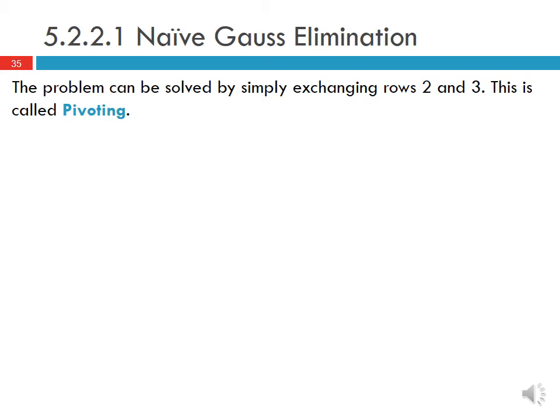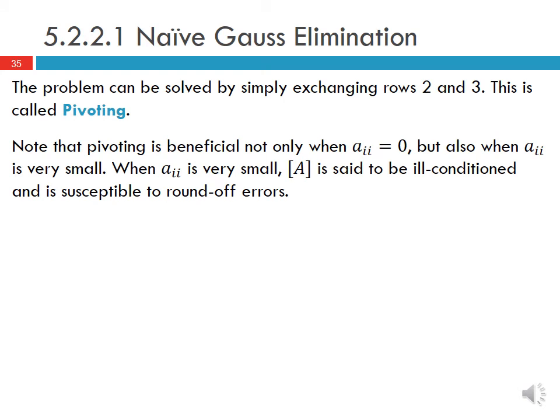So this problem can be solved by exchanging rows 2 and 3, which is called pivoting when you're exchanging any rows. So pivoting is beneficial not only when one of our pivot elements, aii, is equal to 0, but also when aii is very small. When aii is very small, then A is said to be ill-conditioned and is susceptible to round-off errors. And we saw in the previous videos what it means when a matrix is ill-conditioned and what can happen. So it is a good idea to do this pivoting anytime, not just when your pivot element is equal to 0.